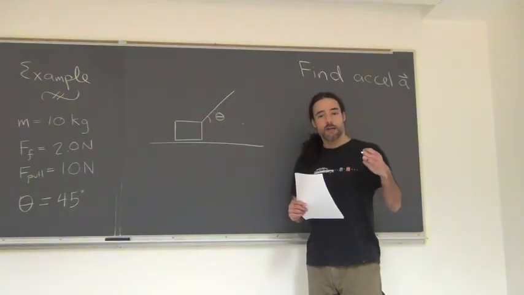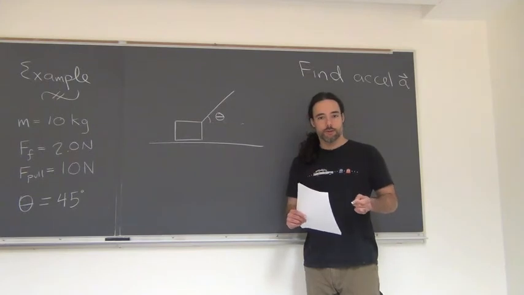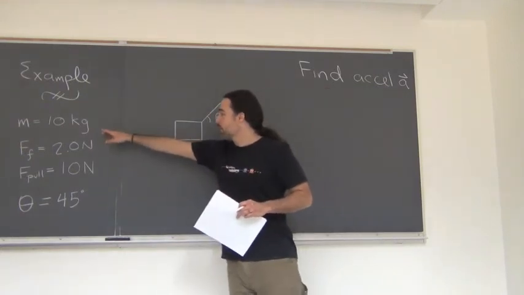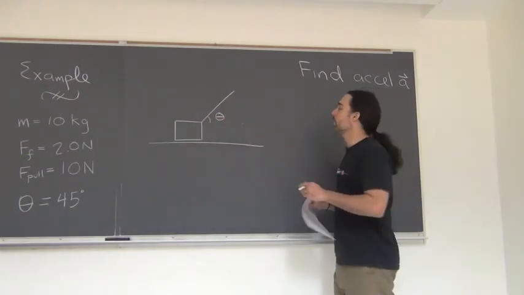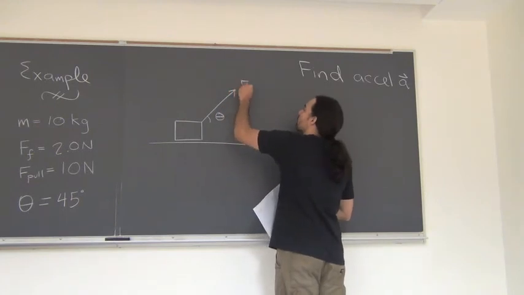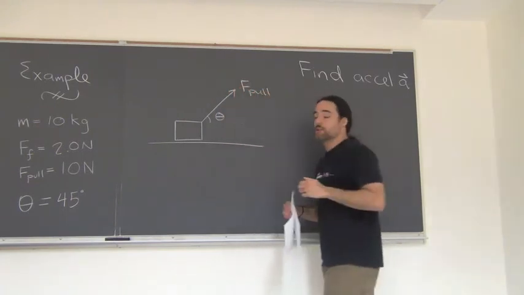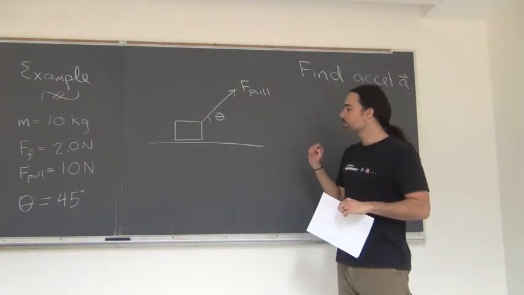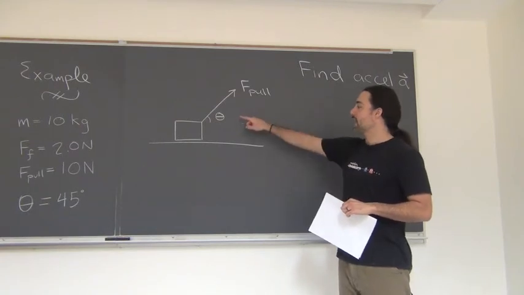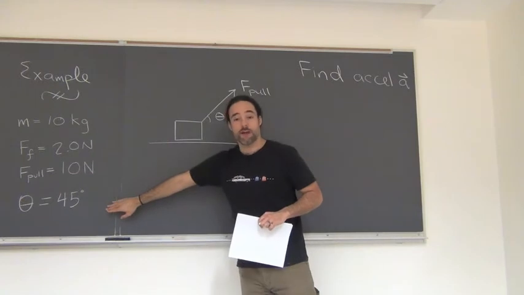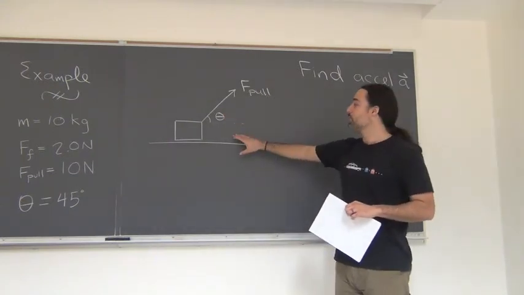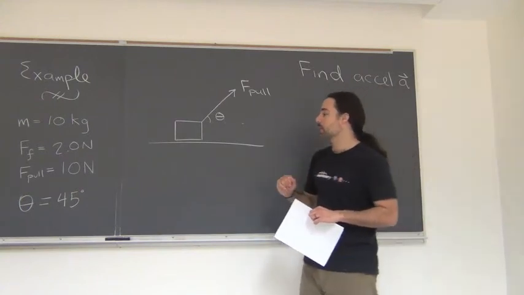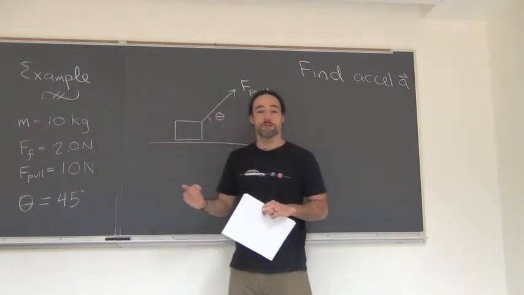Let's do an example showing how to solve force problems in 2 dimensions. So I have here a block. The block has a mass of 10 kilograms. And we are pulling with some force that I will call F pull. So you can imagine maybe this is a suitcase that we're dragging along. And we're pulling at an angle theta, which is going to be 45 degrees. And there is some frictional force pulling back on the suitcase or the block, whatever it happens to be. And that force of friction is going to be 2 newtons.